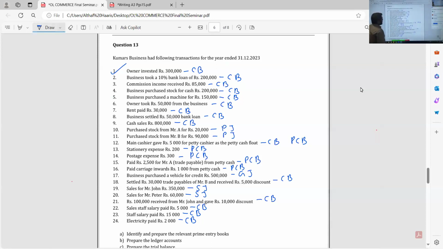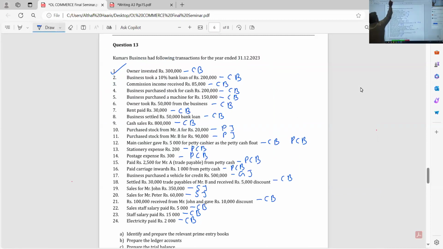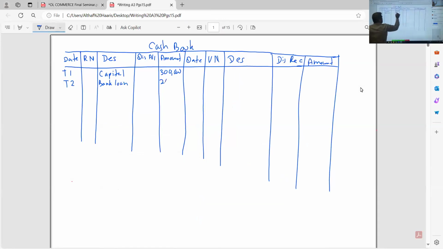Next one, business took a 10% bank loan of 200,000. So transaction number 2, business is getting some money. If you take a bank loan, are you getting biscuit or toffee or cake or pudding? If you take a loan, you are getting money, cash. So here bank loan. What is the value? 200,000. Done.